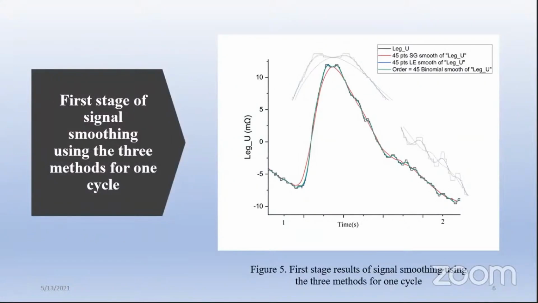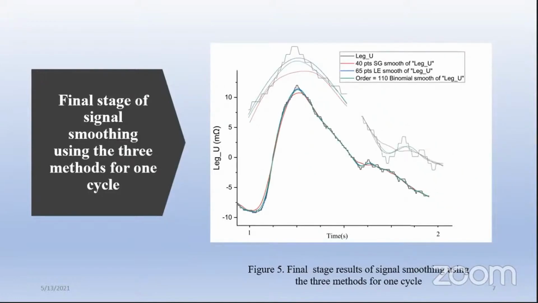Figure 5 shows the first stage result of signal smoothing using the three methods. It's clear that we have to reduce the window width for the binomial and Lewis, and we have to increase it for Savitzky-Golay. In the final stage of smoothing using the three methods for one cycle, Figure 5 shows the results, and we can see that the results of smoothing are acceptable in general. But the most important question: which method do I have to use in my algorithm?